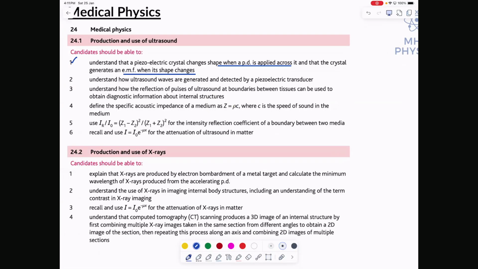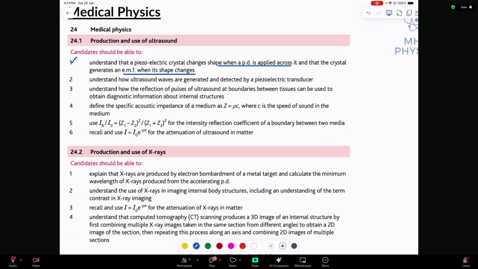How are they generated? What do you do to generate the ultrasound? Apply 2 kilohertz. Yes, we apply a frequency of 20 kilohertz or more. 20 is ultrasound, 2 is not. And it has to be an alternating supply, obviously, right?